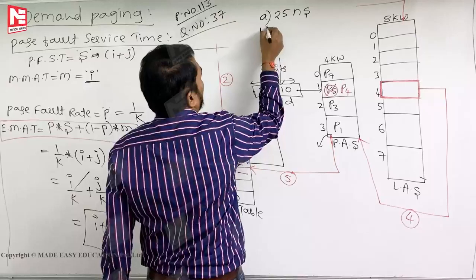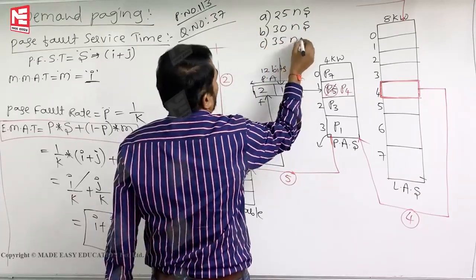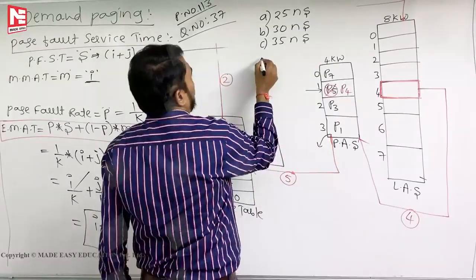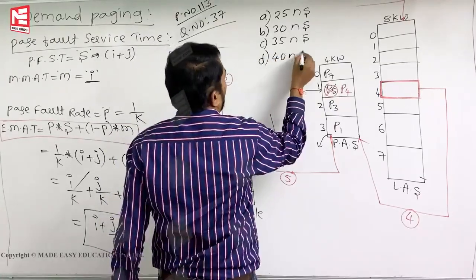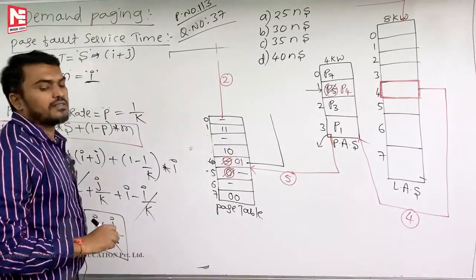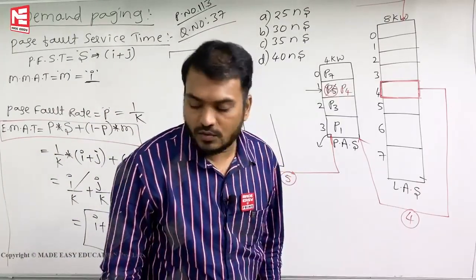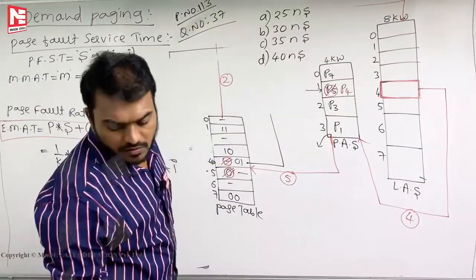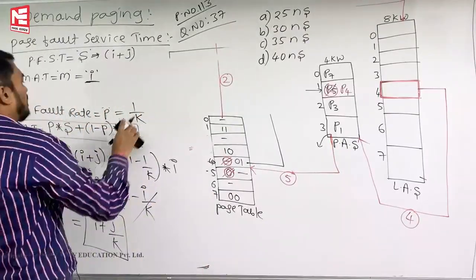25 nanoseconds, 30 nanoseconds, 35 nanoseconds, option D 40 nanoseconds. So options are given to you. Think carefully and answer. Page number 113, question number 37. Options are given to you, so think carefully and solve.